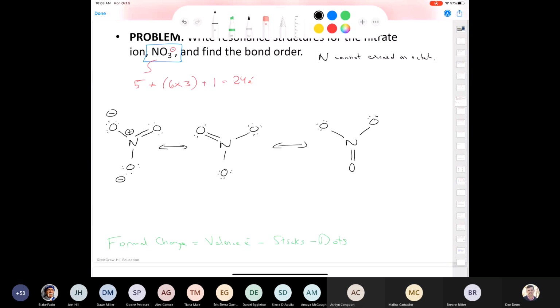So then we'll have a positive charge on the nitrogen no matter what. We get a negative charge here and here, here and here. And there we go. Those are the 3 resonance structures.